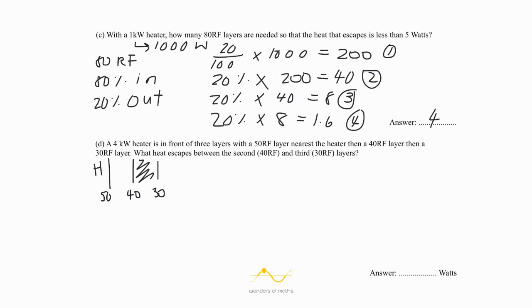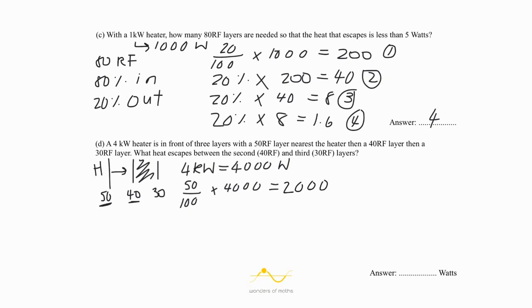so what we really have to do is figure out the number of watts escaping after the 40 RF layer. First, what we have to do is figure out the number of watts escaping after the 50 RF layer. So let's do that like we've been doing in the previous parts of the question. We know that 4 kilowatts is equal to 4,000 watts. We also know that with 50 RFs, 50% of the watts are staying in and 50% of the watts are escaping. So we need to do 50 over 100 multiplied by 4,000 watts, which gets us 2,000 watts. That's how many watts are going through the 50 RF layer.